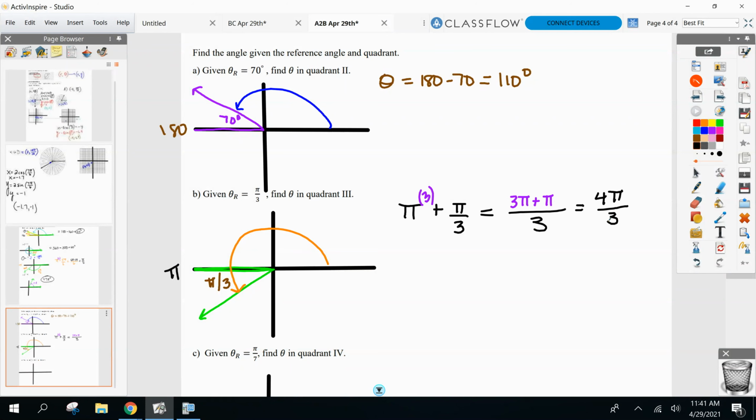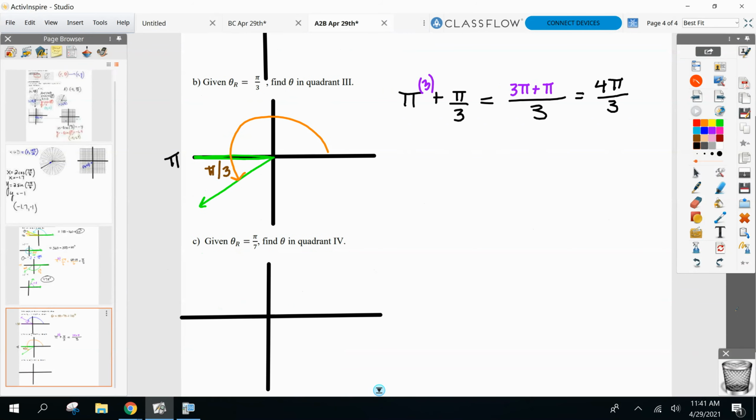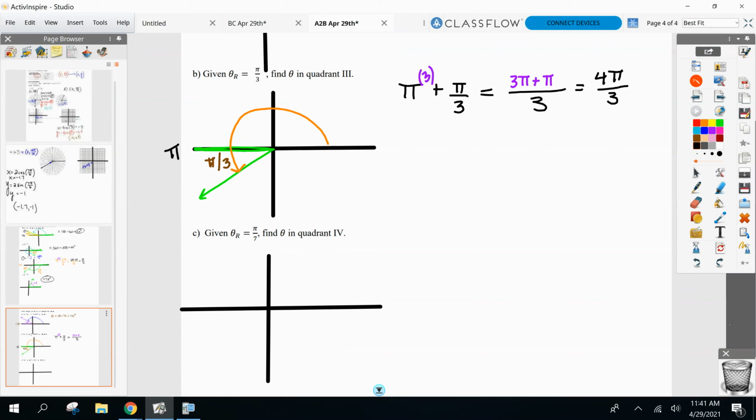And then see what you can do with part C. Now you're in the 4th quadrant. So make a reference angle in the 4th quadrant. Put pi over 7 in there and figure out what the angle has to be in the 4th quadrant. Remember, the angle you're finding starts in the 1st quadrant and goes all the way around to the 4th.